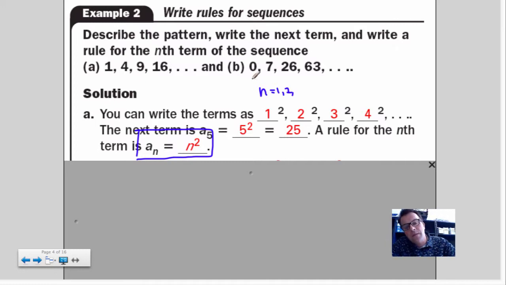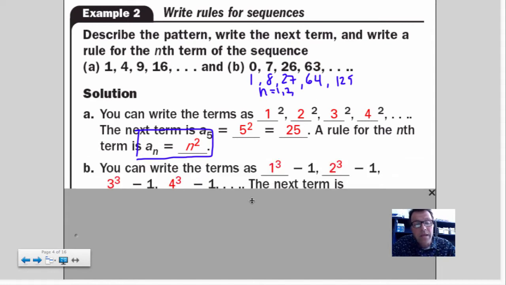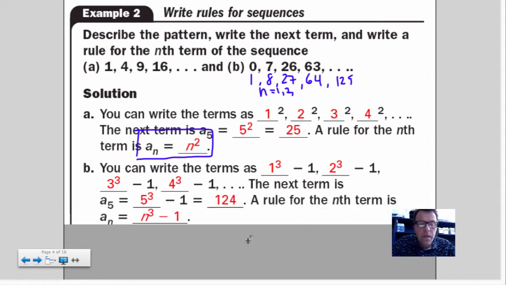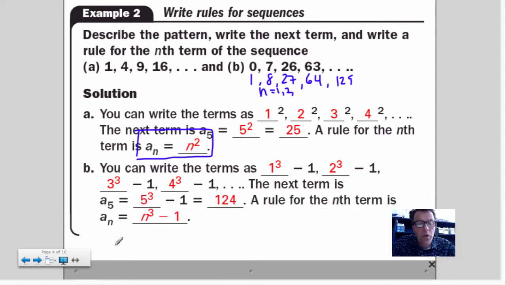So imagine if this was 1, 8, 27, 64, 125, and then you might recognize that I'm taking the integers 1, 2, 3, 4, 5, and I'm cubing them. But then how do I drop to 7? How do I drop to 26? How do I drop to 64? I'd have to then subtract the number, subtract the 1.